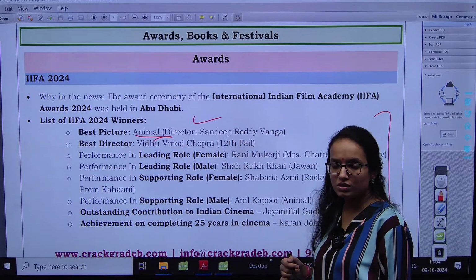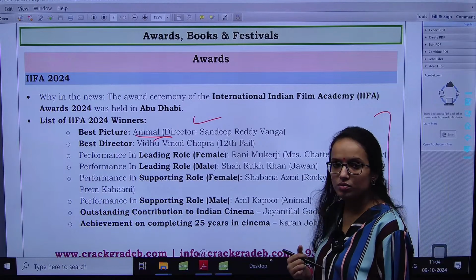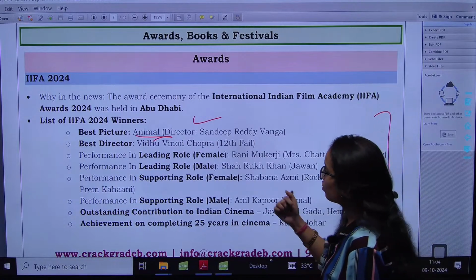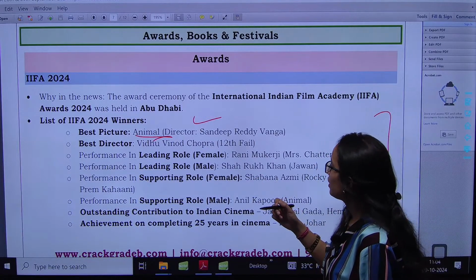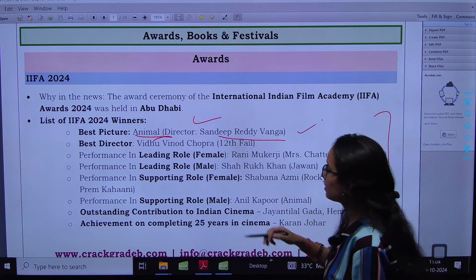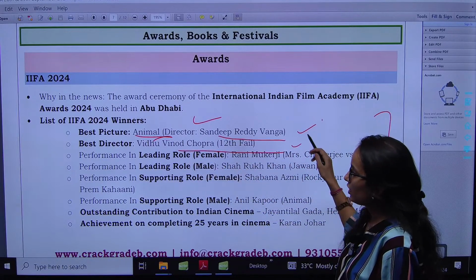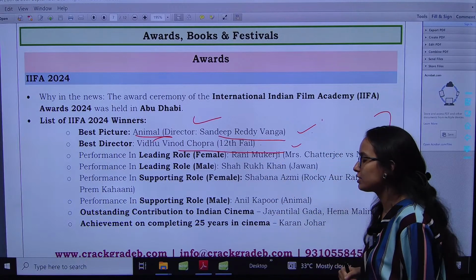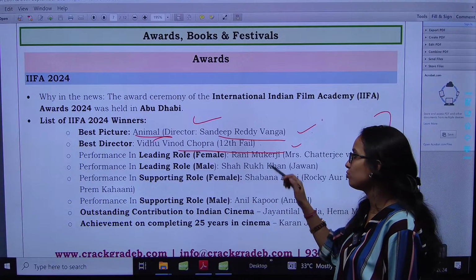You must have watched that, right? So many of you might be interested in watching Animal. Ranbir Kapoor starrer. So Animal has been there. Director is Sandeep Reddy Vanga. Best Director Vidhu Vinod Chopra for 12th Fail. So Best Director Award has been given to Vidhu Vinod Chopra for the movie 12th Fail.